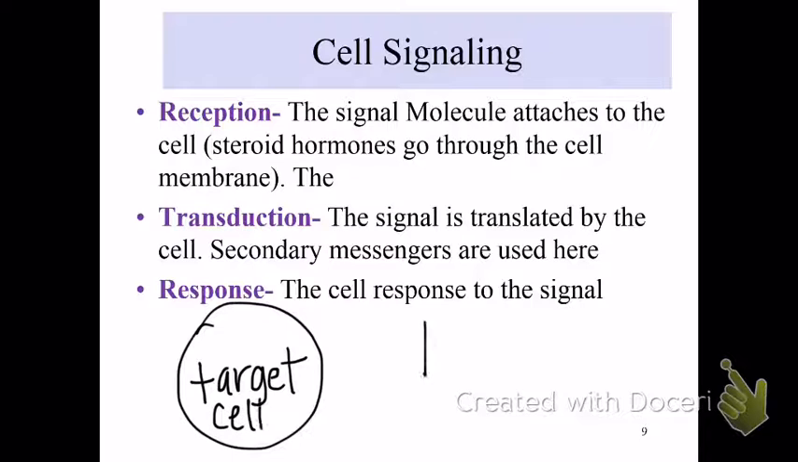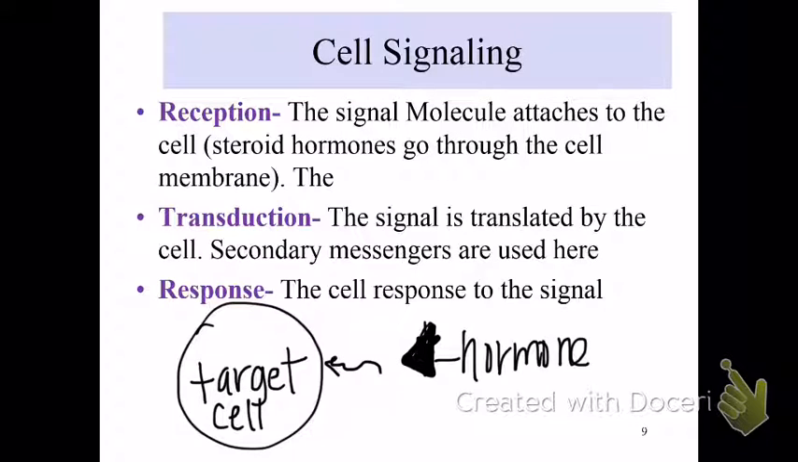Here's your hormone. Okay, so your hormone is going to bind to the target cell, right? So it's going to attach right there. And that's step 1, reception. The signal molecule, that's the hormone, the communicator molecule, attaches to the cell.